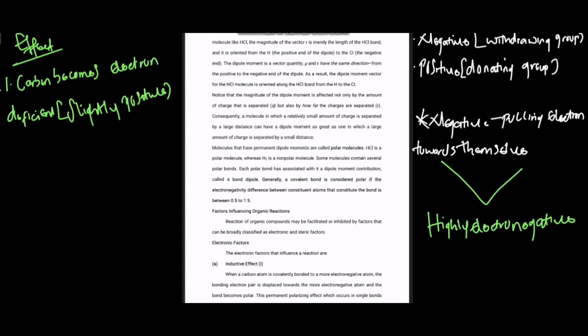And also, since carbon is now electron deficit, carbon becomes very easily attacked by electron rich species. Please take note of this. That is the effect of the negative inductive effect. Let's go to our slide. All right, this slide explains what I'm saying in detail.